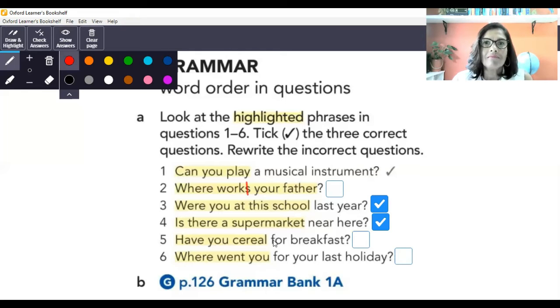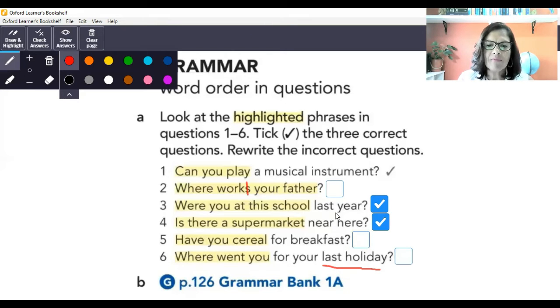And number 5, where went you? Come on. So now it's simple past, right? Look. Last holiday. Simple past. Usually, when the sentence is in the simple past, you have something indicating that it is simple past.